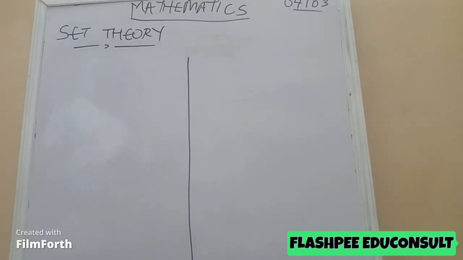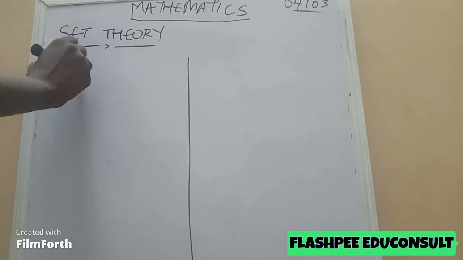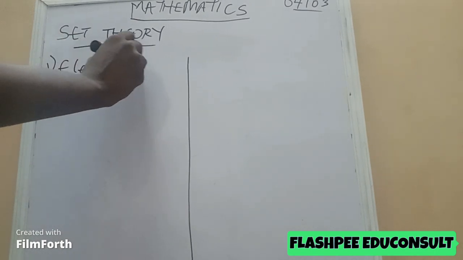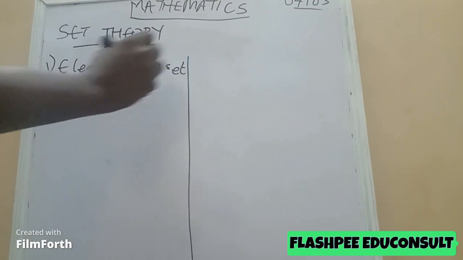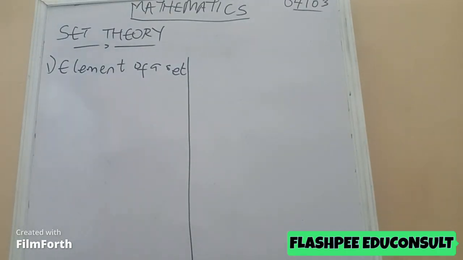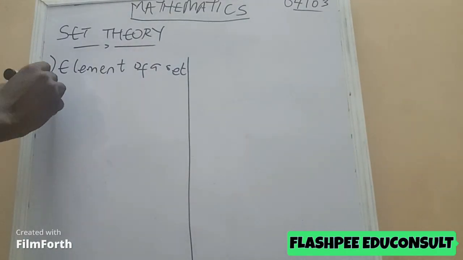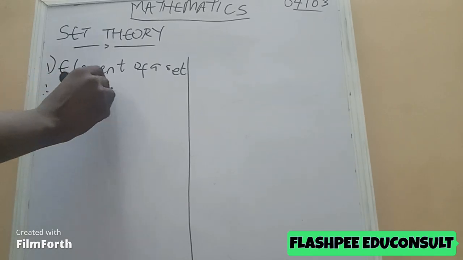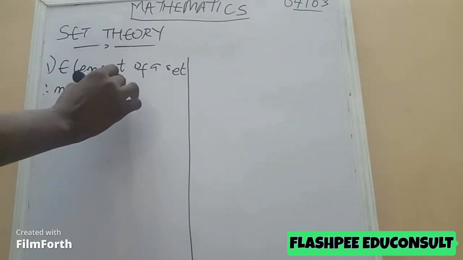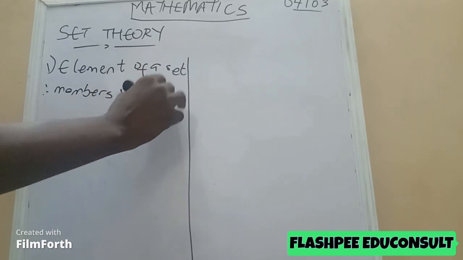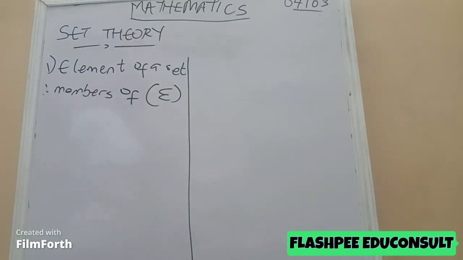Now, let's talk about some terminologies in set theory. The first one we'll be talking about is elements of a set. When you talk about elements of a set, it refers to members of a particular set. It is denoted by this symbol, a symbol that represents ∈, which implies that this is a member of this particular set.